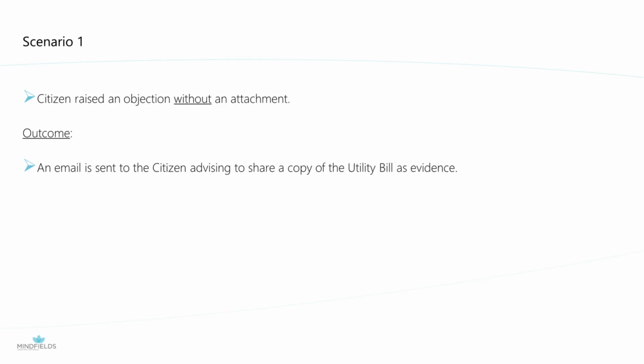We'll see a demonstration where a citizen raises an objection, but the attachment is missing. In this case, the UiPath robot will send an email to the citizen advising that the objection lacked an attachment. To register the objection, a soft copy of a utility bill received within the last year needs to be attached. This is the email that is generated and sent to the citizen.